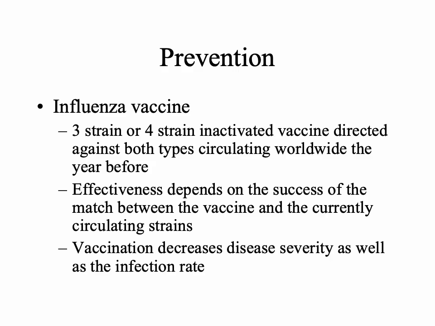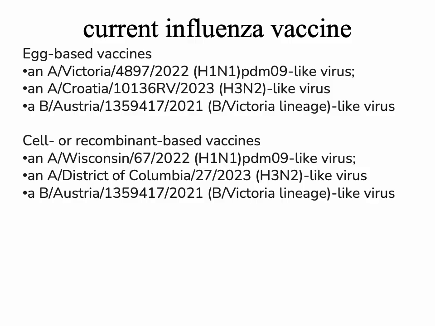We want to predict and do our best guess as to what the flu vaccine is going to be circulating. We do a pretty good job most of the time, but it's not 100%. It does require a prediction. Our current influenza vaccine this year, if you're getting the egg-based vaccine, these are the viruses that are part of that vaccine. The cell-based or recombinant vaccine that doesn't use eggs is very similar in terms of the lineages.